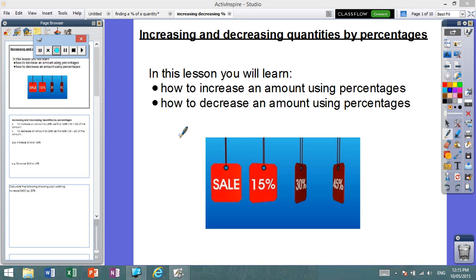Alright, welcome to our next lesson. It's increasing and decreasing quantities by percentages, and basically in this lesson you'll learn how to increase an amount using percentages and then how to decrease an amount using percentages.